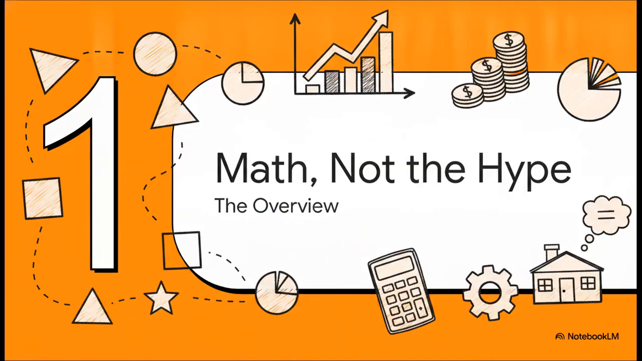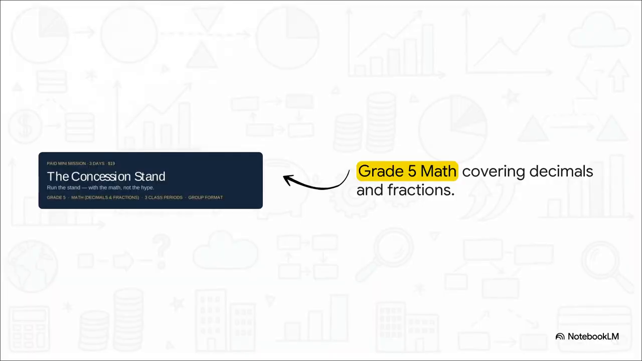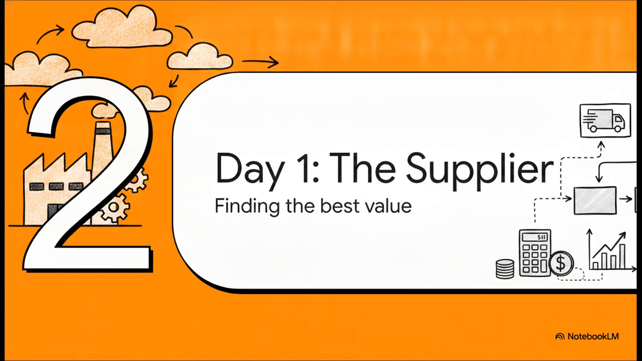All right, let's kick things off with Section 1, Math, Not the Hype. This 3-class period group format beautifully covers Common Core math standards for both decimals and fractions. But here's the thing, it doesn't just hand teachers a vague concept and wish them luck. It arms them with fully scripted daily playbooks, standards alignment, and robust assessment guides. It's a premium $19 resource designed to fit perfectly into a standard 45-minute class period, seamlessly blending rigorous math standards directly with collaborative teamwork.